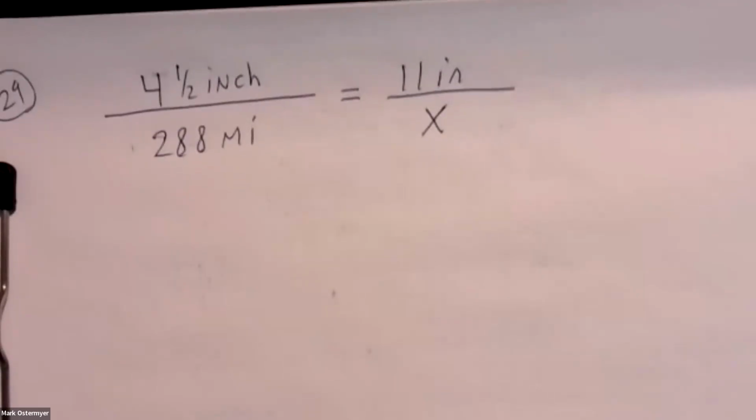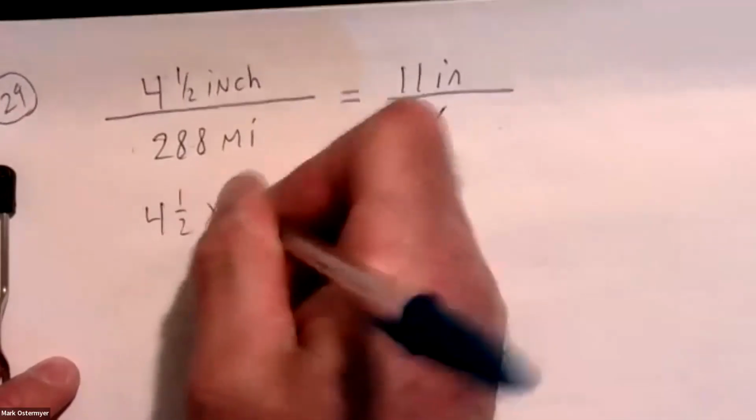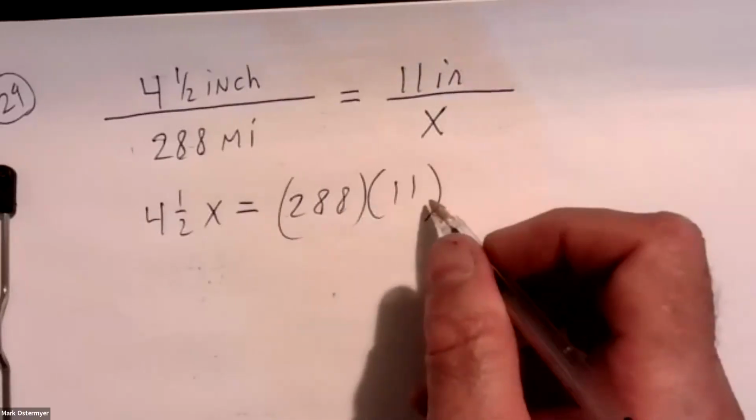Now, how are we going to solve that proportion? We're going to cross multiply, equate the cross products, and then solve for X, right? So 4.5 inches times X miles equals 288 times 11 inches. Then we have to divide by 4.5.